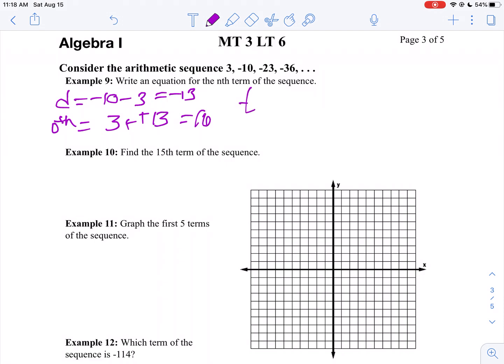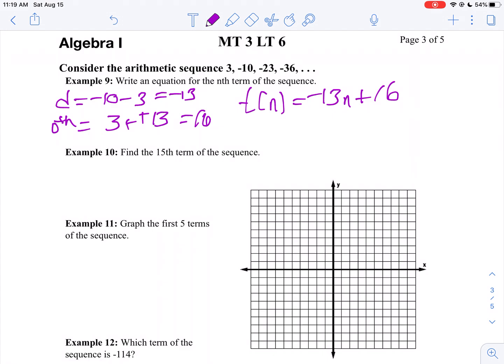So t of n is going to be negative 13n, because we're going down by 13 between our terms, plus 16. That's how we're getting our answer. We're starting at 16 for the 0th term. We subtract 13, you're at 3. Subtract 13 more, you're at negative 10, and so on.